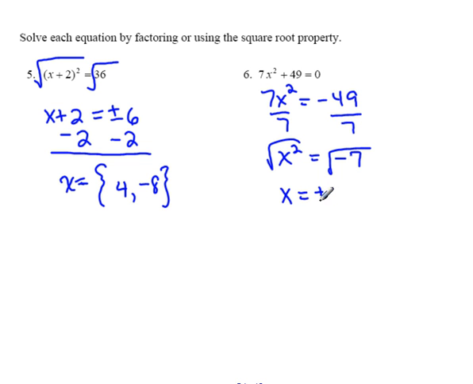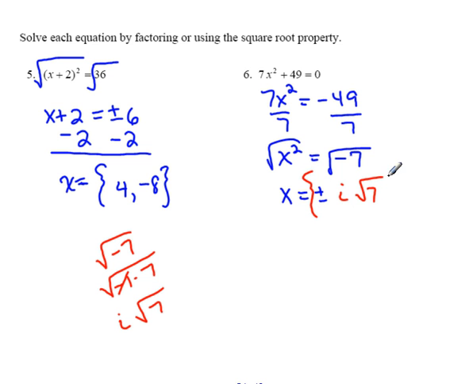x equals, don't forget the plus or minus, and then remember we need to simplify the square root of negative 7. That simplifies to the square root of negative 1 times 7, since 7 is prime. Take out the square root of negative 1 as i, and leave in the square root of 7. And that's the answer.